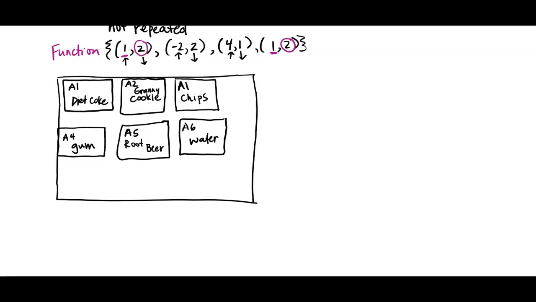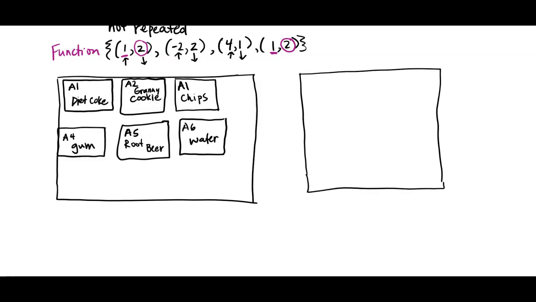Now, what about this? Maybe you've seen some vending machines before where A1 is water, A2 is water, A3 is water.